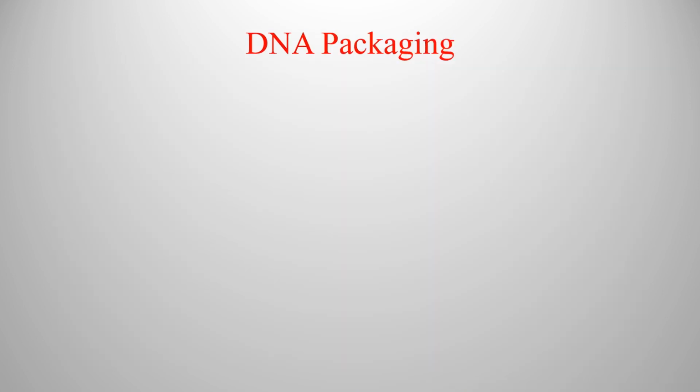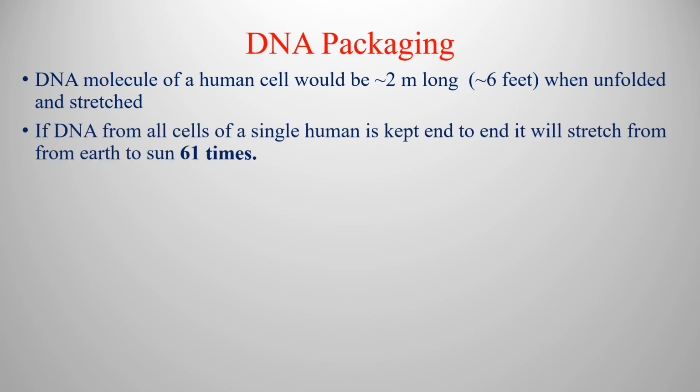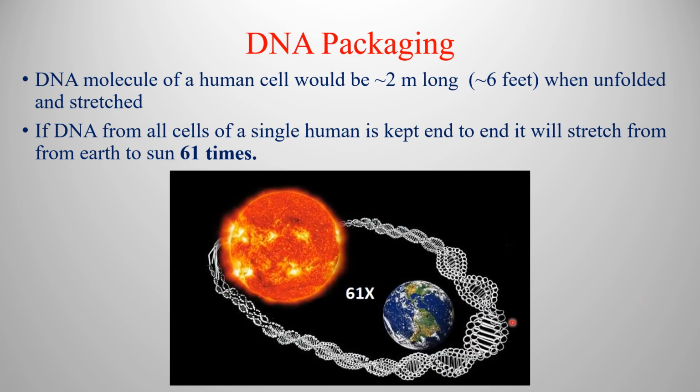If the DNA of a single human cell is uncoiled and stretched, it will be around 6 feet long. An average human adult body has trillions of cells. It is predicted that if the DNA from all the trillion cells is stretched end to end, its length will be 61 times the distance between the Sun and Earth.